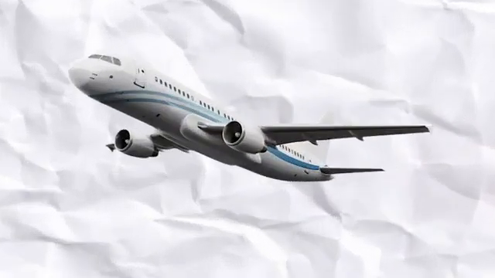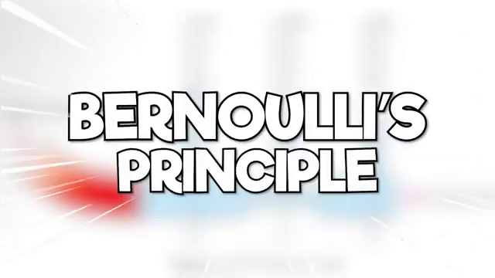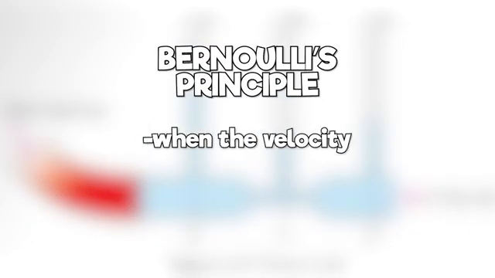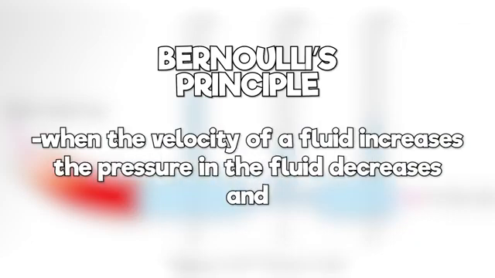You might be wondering, how do planes glide when the jet engine is no longer functional? This is because of Bernoulli's principle, which states that when the velocity of a fluid increases, the pressure in the fluid decreases and vice versa.